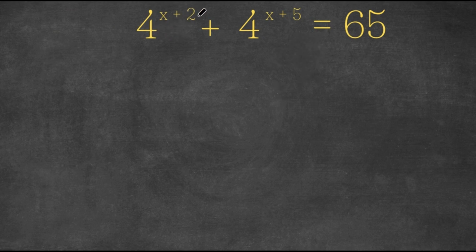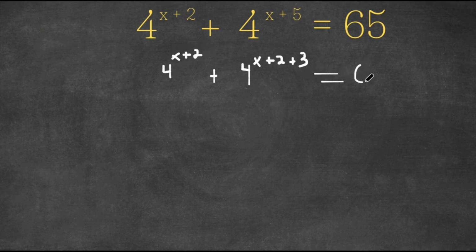So we have 4 to the power of x plus 2 plus 4 to the power of x plus 5 equals 65. So what I'm first going to do is rewrite 4 to the power of x plus 5 as 4 to the power of x plus 2 plus 3. And we are still adding this with 4 to the power of x plus 2. And this is equal to 65.